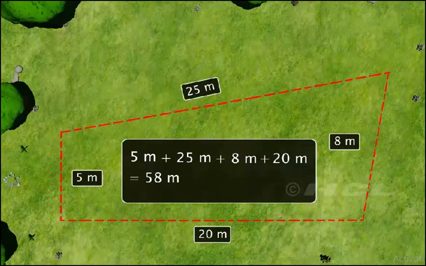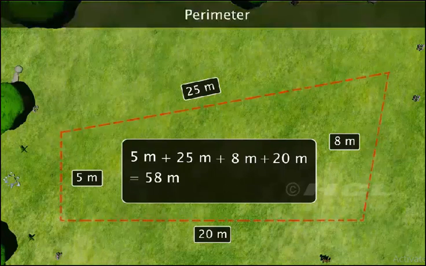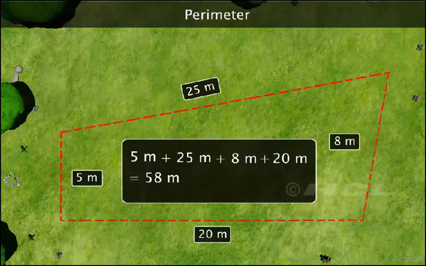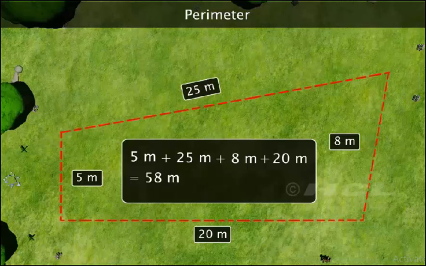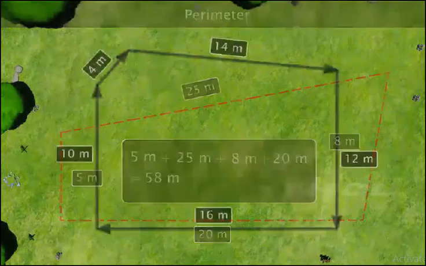The total distance around the outside of the garden is 58 meters. This is the perimeter of the garden. The perimeter of any figure is the total distance all the way round its sides. It is calculated by adding up the length of all the sides of the figure.